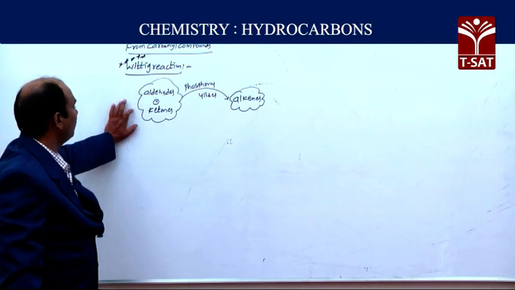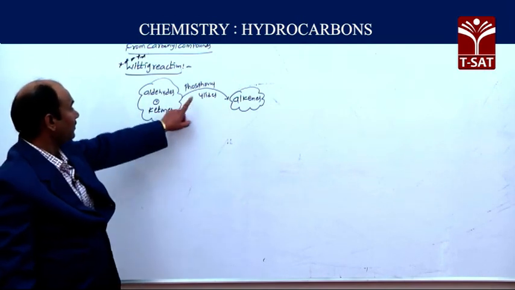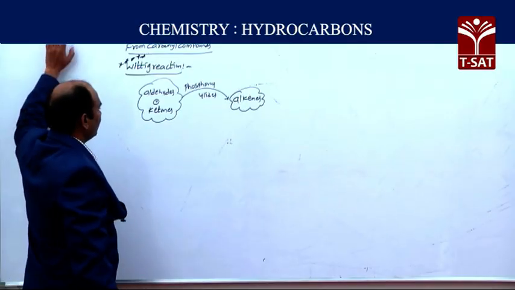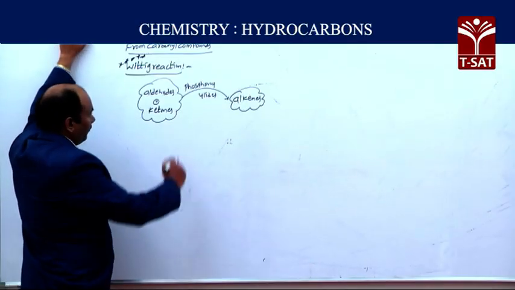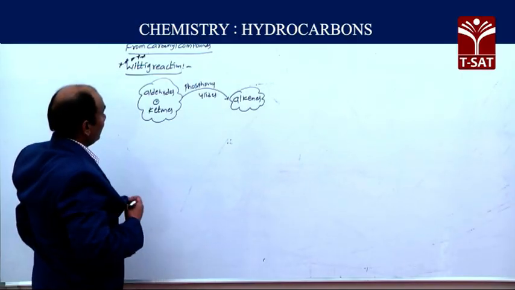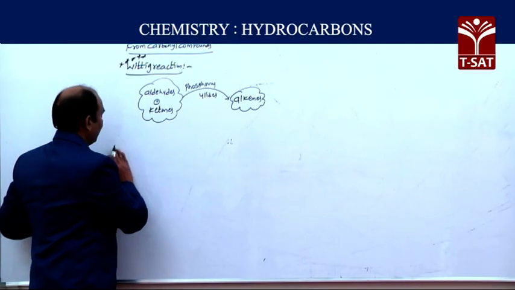When aldehydes or ketones react with phosphorus ylides, we get alkenes. Actually, what are phosphorus ylides? Actually, these are formed from alkyl halides. Let us discuss one example.